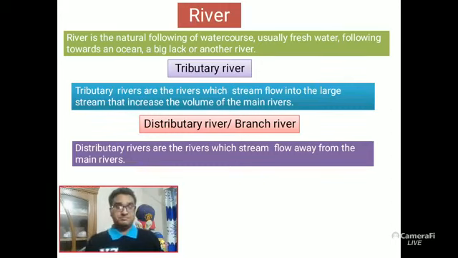Okay, so that is the short guideline about the rivers of Bangladesh. And okay, now we can start the main part of today's class.